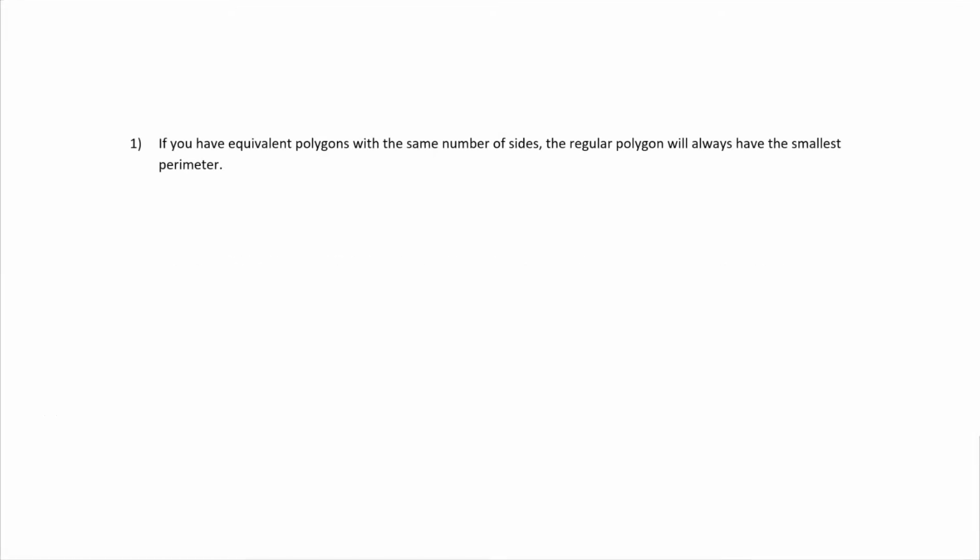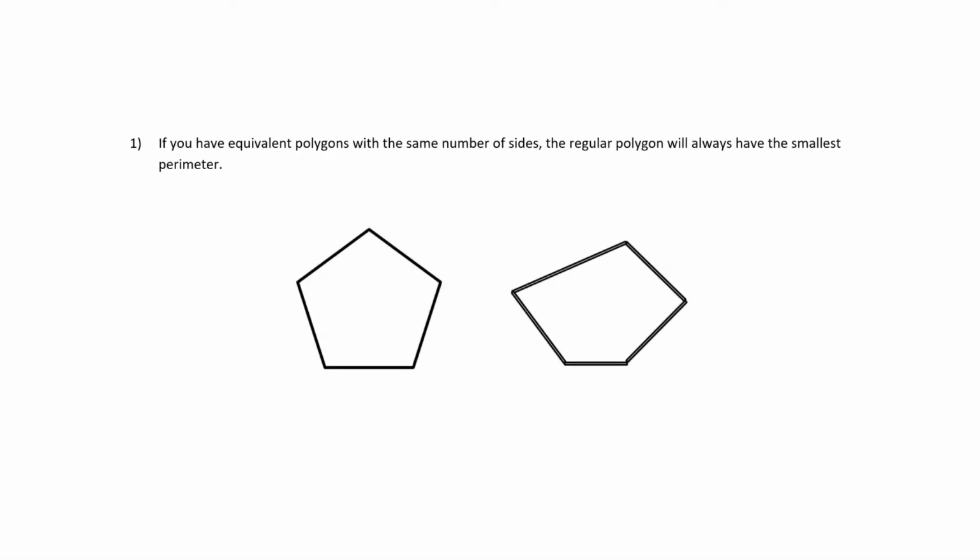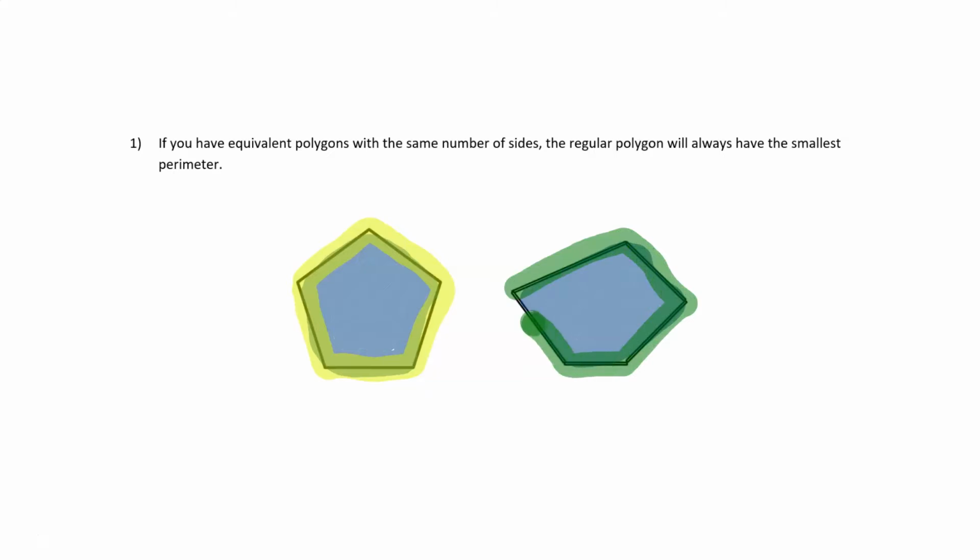First, if you have equivalent polygons with the same number of sides, the regular polygon will always have the smallest perimeter. Let's look at what that means. So we're saying we have equivalent polygons, so the area inside each of the polygons is the same. The two blue areas are exactly the same. The regular polygon will have the smallest perimeter. So what we have in yellow will be less than what we have in green.